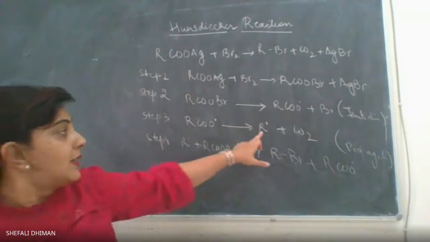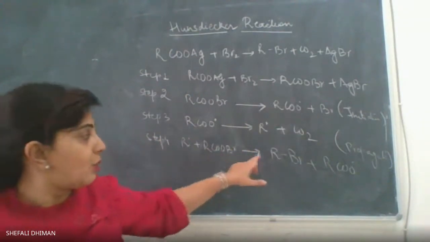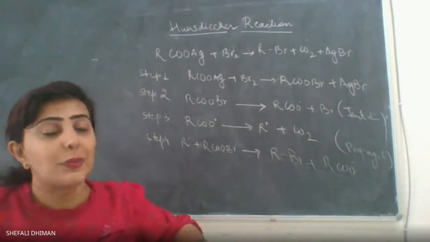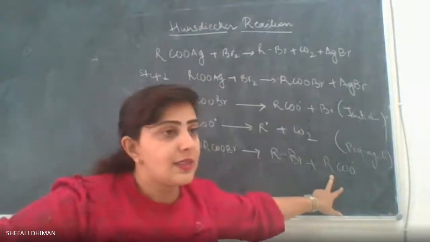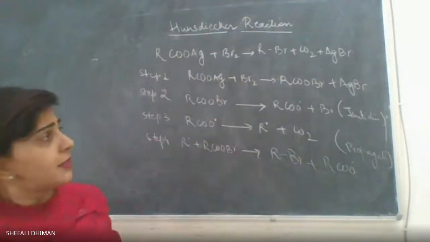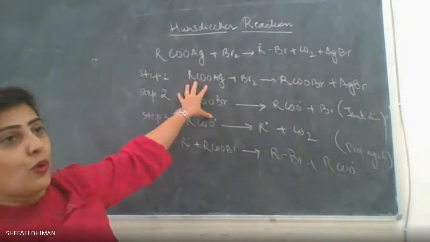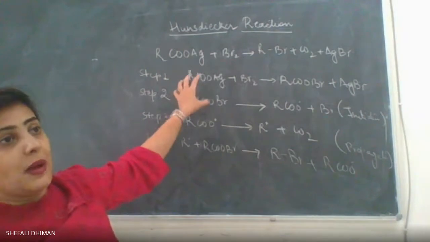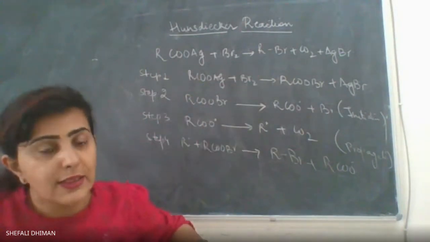And what happens? This alkyl radical will react with another species of RCOOBr and form the desired product, which is the alkyl halide, along with the RCOO radical, which will again continue the process. This process is going to continue till the entire RCOOBr gets consumed and you get the formation of the alkyl bromide.